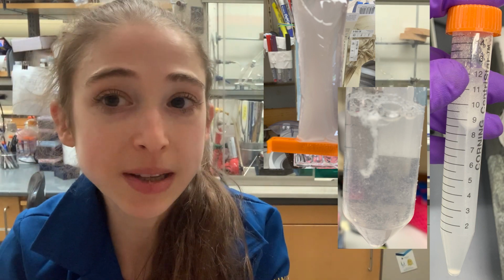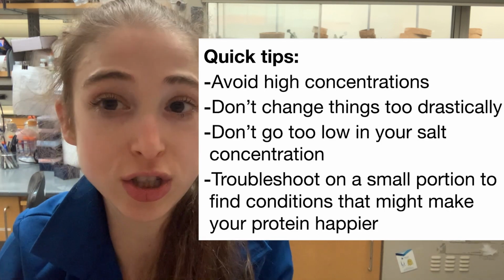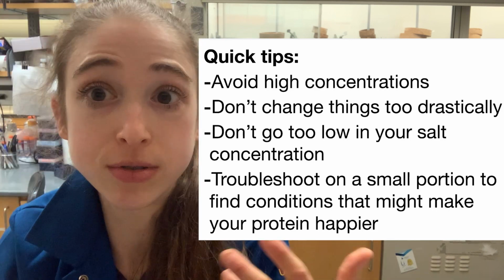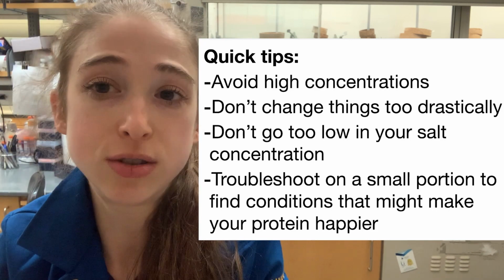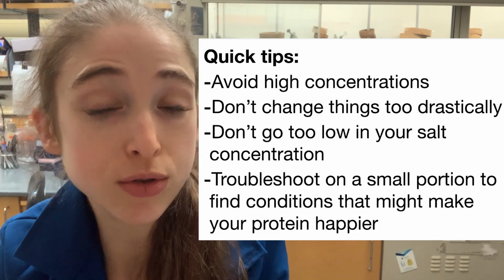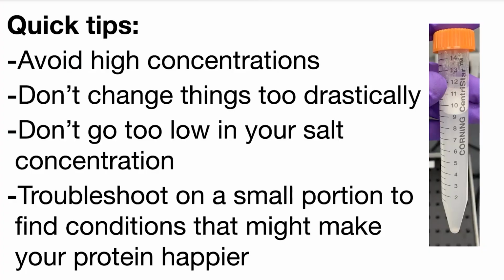This frequently happens if you are trying to change the conditions of the protein, such as through dialysis. Maybe you're removing salt and you remove too much, and the protein goes from being happy and soluble to being unhappy and in this precipitate. We'll talk about some things that you can do to try to avoid this happening, as well as how you can maybe rescue your protein if it does happen. So let's dive in. First, some quick tips, and then we'll go into the details.